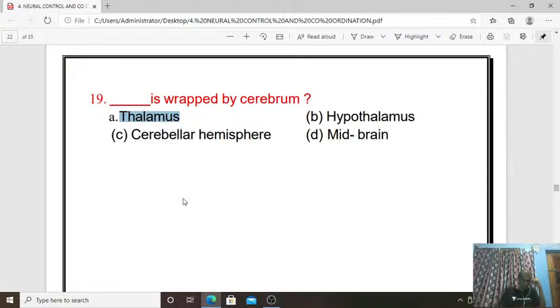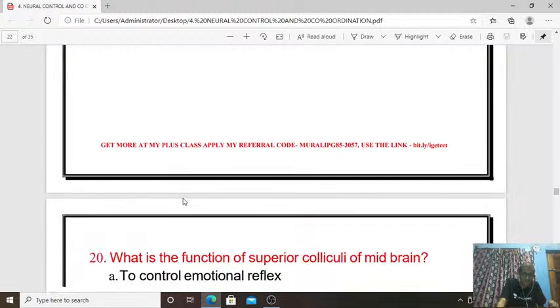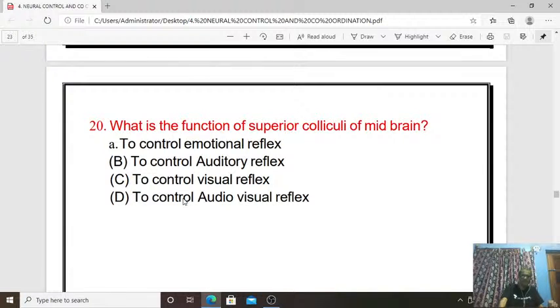Got it? Yeah, the question is coming there. So for the 19th question, it is A. Thalamus is wrapped by cerebrum. So I think for the 19th question, A is the right answer.